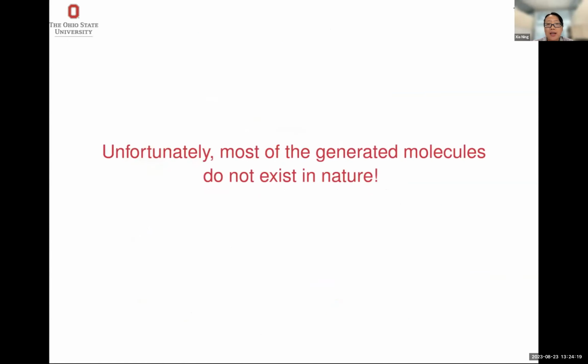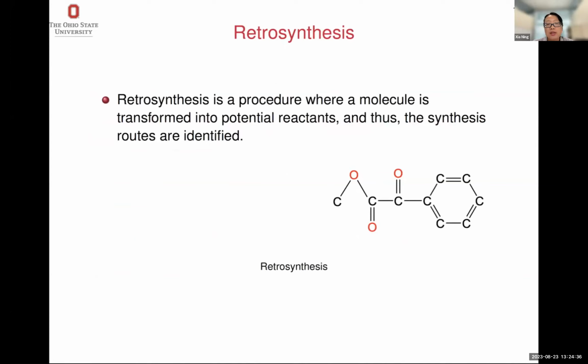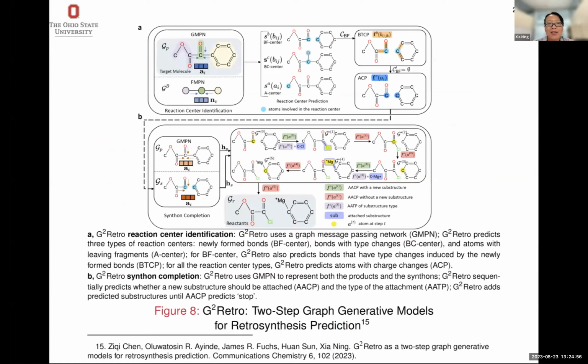But unfortunately, when we generate those small molecules, they do not really exist in nature. So the next question is, how can we really make these molecules? That motivates our next work on retrosynthesis prediction. Retrosynthesis is a procedure where, given a molecule, we want to identify the reactants that can be used to synthesize this molecule. So this is the reverse step, or reverse phase, of forward synthesis. Again, a very busy figure here.